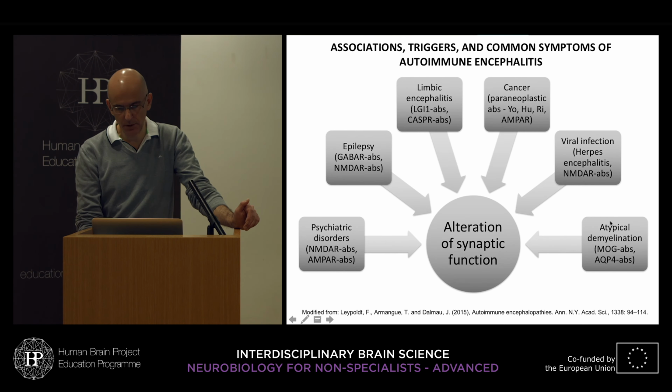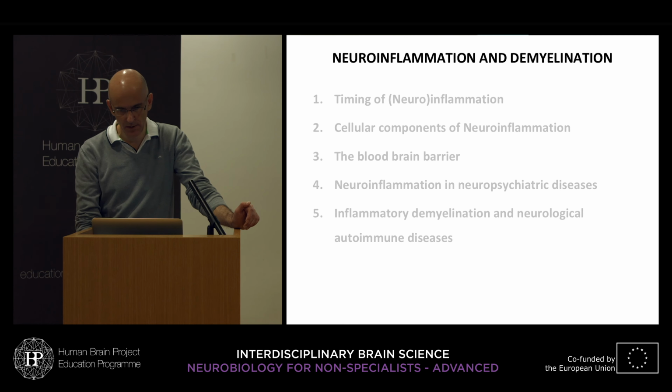And finally, atypical demyelinating diseases can also lead to an alteration of synaptic function, where you have severe neuropsychiatric diseases which originate from the immune system. And with having this said, I will conclude my lecture.